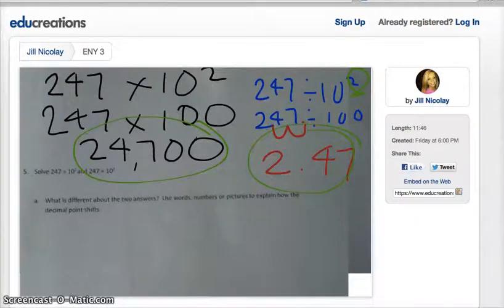So this is exactly what I would say, or what I would write down. When you multiply by 10 to the second power, it is just like multiplying by 100. Your product is getting larger. When you divide by 10 to the second power, it's like dividing by 100. Your answer is getting 2 place values smaller. When you multiply, you're getting 2 place values larger. That is why there is such a big difference in the numbers, because of the placement of the decimal point.